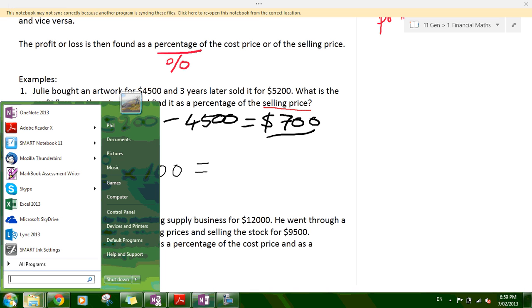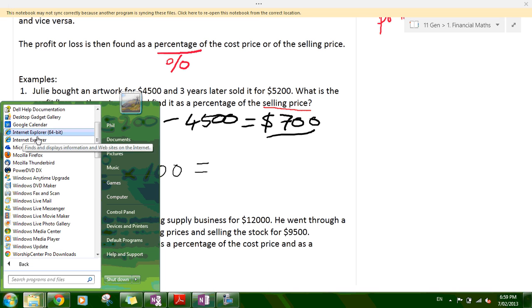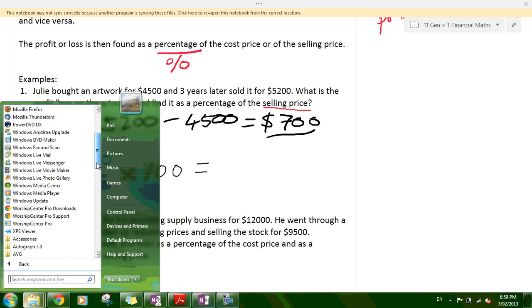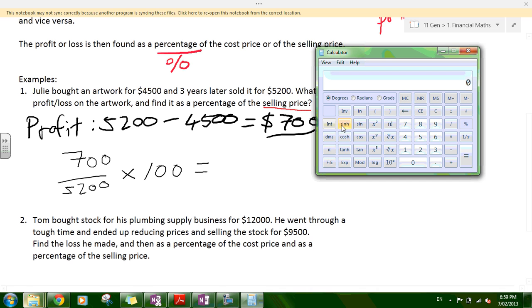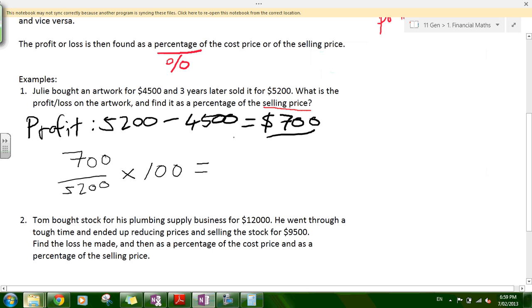I have to pull out my calculator. So we have 700 divided by 5,200 multiplied by 100 equals 13.5%. So what that's saying is that the percentage of the selling price that is profit is 13.5%. So that's not too bad.